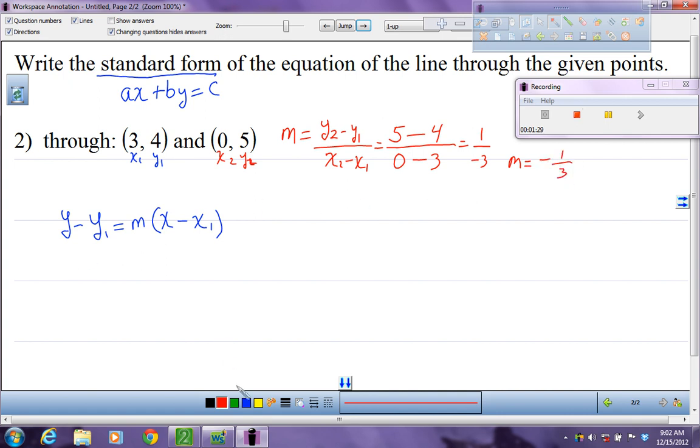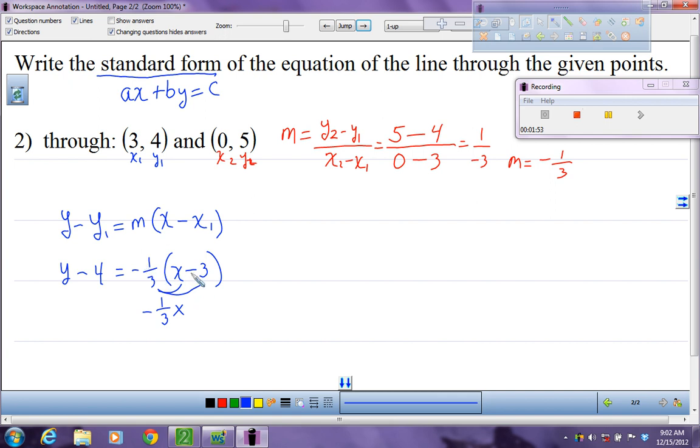Okay, so I'm going to plug that in here. My y1, I'm sorry, was 4. My slope was negative 1/3. And x1 is 3. So now I just continue, just like the last problem. I multiply that number that's outside the parentheses. You end up with negative 1/3 x.